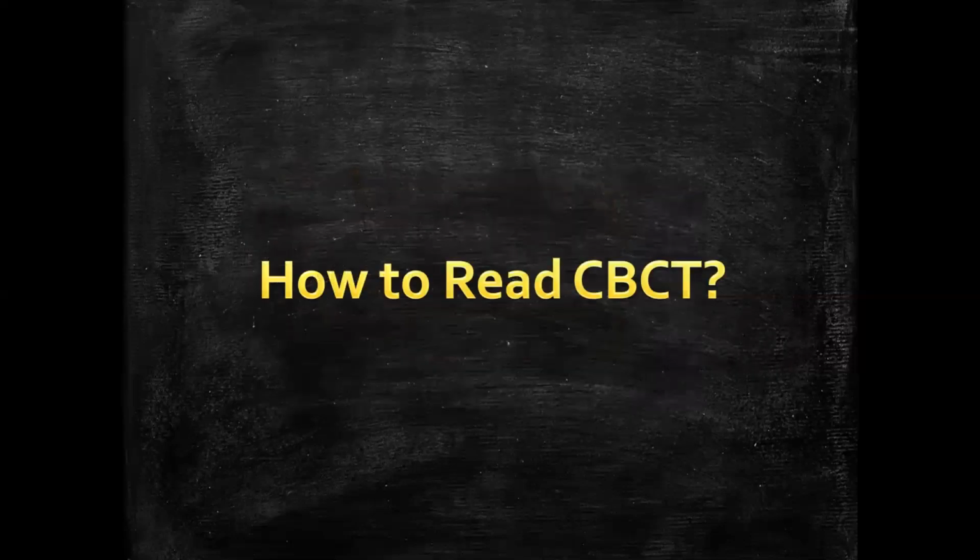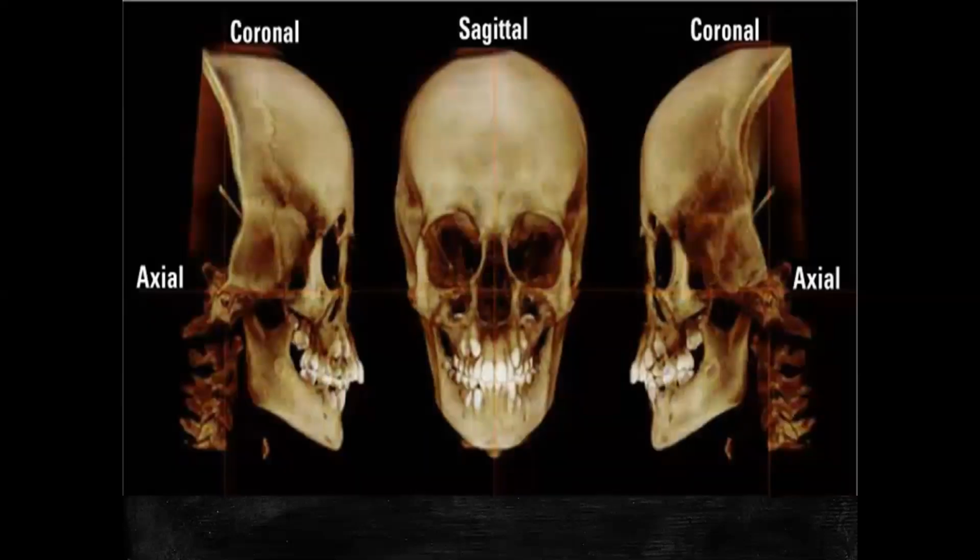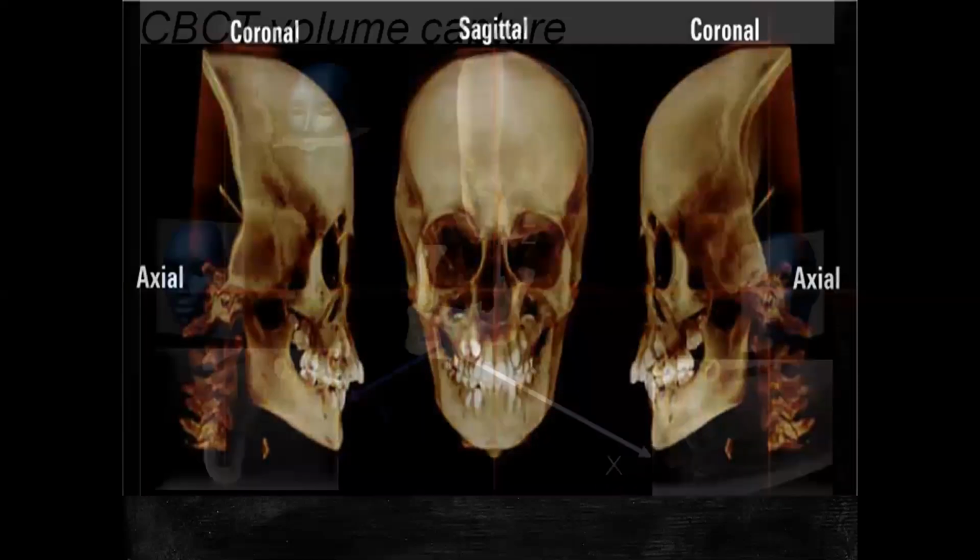But before we start, we should know how to read a CBCT. Okay, we advise CBCT, but do we know how to read it? So let's go through one by one. CBCT, as we know, is also called three-dimensional. When we say three-dimensional, it gives a view in three directions. One is coronal, which is the front side. Second is sagittal, which is the sides. And third is axial, which is the top view. So it gives three-dimensional views.